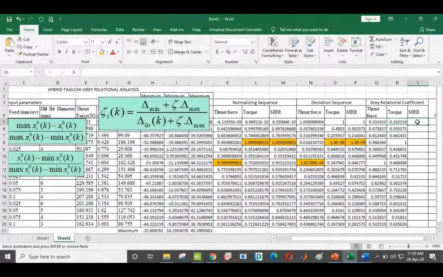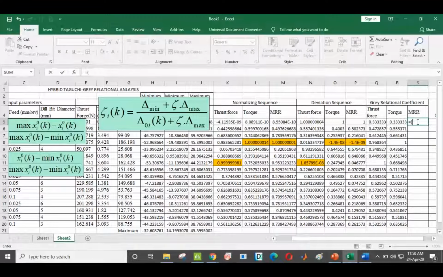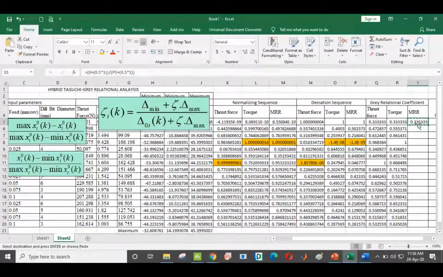For MRR, which is equal to 0 plus 0.5 into 1, divided by the individual value for MRR. This is 1 plus another bracket 0.5 into 1. Enter. Just copy and paste.